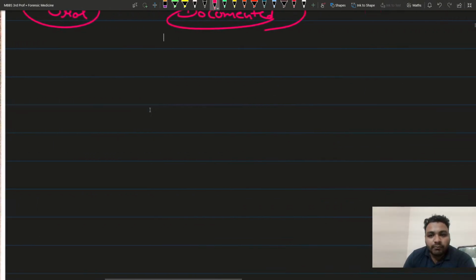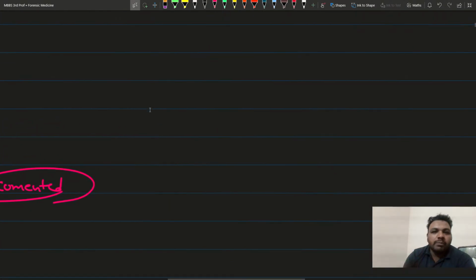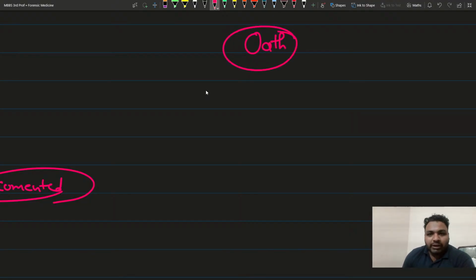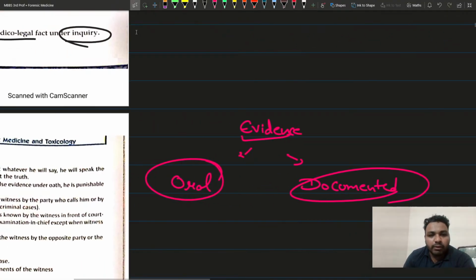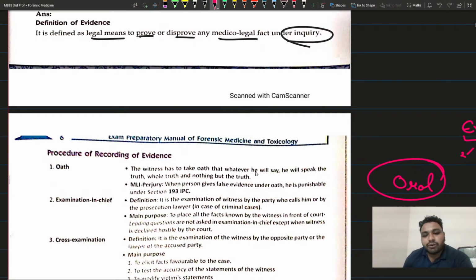Now let's talk about what the procedure is. First of all, the oath is taken by the witness. We want the evidence, so we call the witness to the court of law. In the oath, the witness has to swear that he will say the truth, the whole truth, and nothing but the truth. For example, in Hindi, I will speak the truth and nothing but the truth.